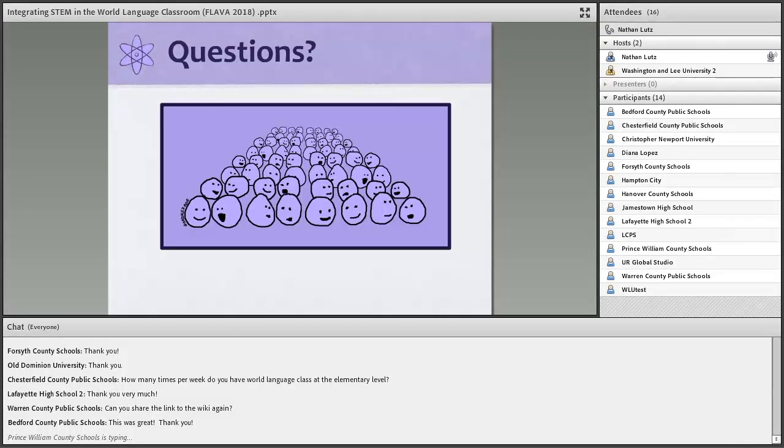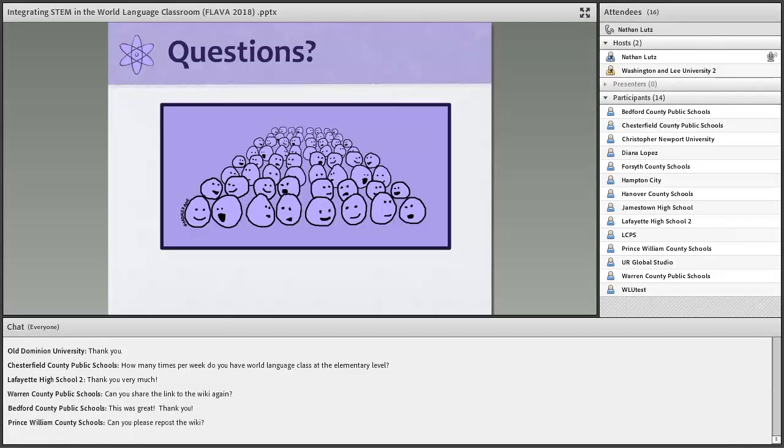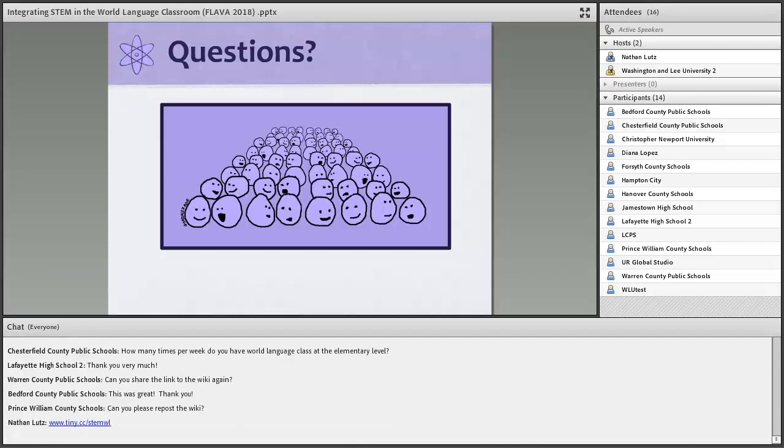And I will just type the wiki address in right now, since we're not on the last slide yet, and it's a shortened one, so it's not too hard to access. So it's tiny.cc/STEMWL.